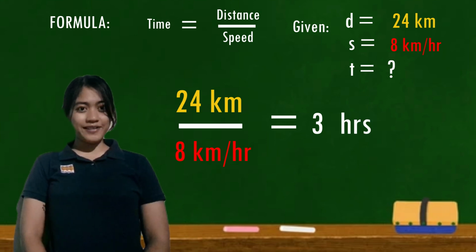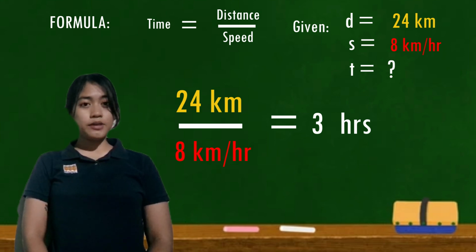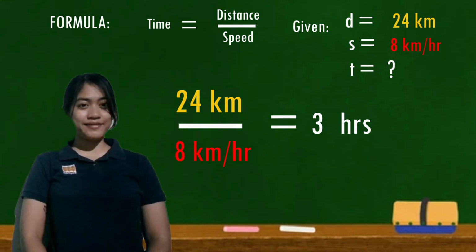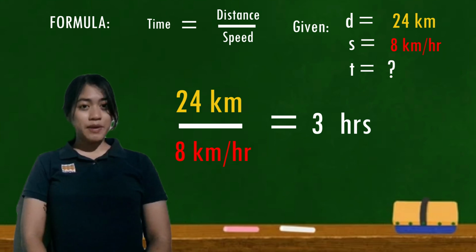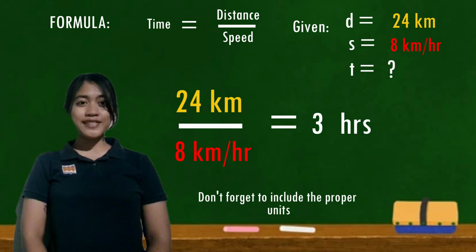Correct, it's R. We have to cross out kilometers because kilometer divided by kilometer is 1. That means our final answer is 3 hours. It takes him 3 hours to cover a distance of 24 kilometers with a speed of 8 kilometers per hour. Remember, don't forget to always include the units in your final answer.